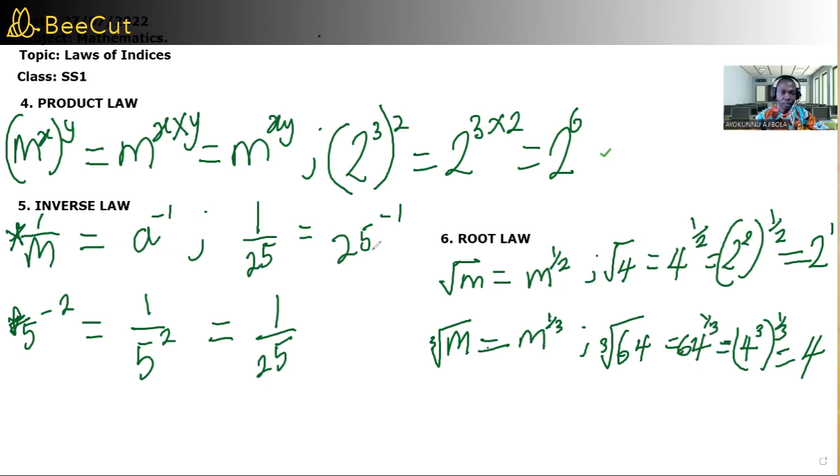So we've been able to look at 6 laws under indices today. We looked at the addition law, subtraction law, product law, inverse law, and root law. So that means you understand these.